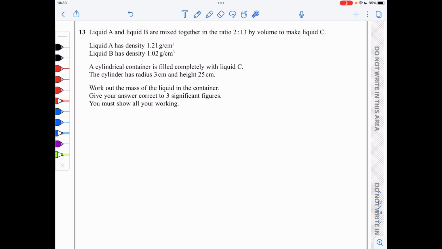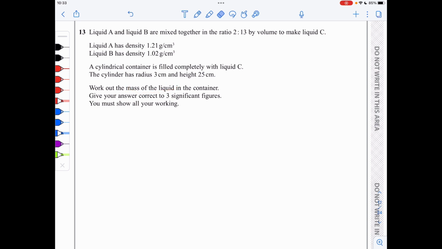In 13, we've got two liquids, A and B, mixed together in the ratio of 2 to 13 by volume to make liquid C. We are being given the densities of the two liquids, and then we are filling a cylindrical container completely with liquid C. This container has a radius of 3 cm and a height of 25 cm. We need to work out the mass of the liquid.